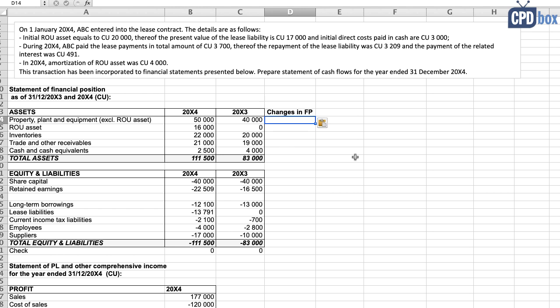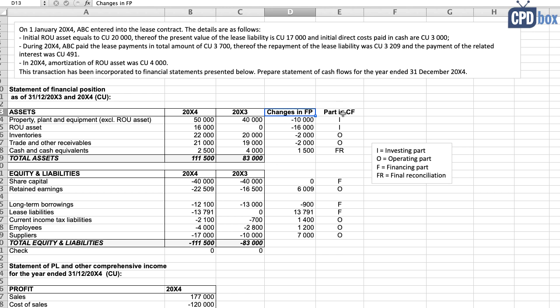Here you will simply calculate the difference between the opening balance and the closing balance of each individual line item in the statement of financial position. Just to warn you, please do not mess up the signs. I always use plus for assets and minus for equity and liabilities. And please always calculate opening balance less closing balance, not vice versa. And of course, do not include subtotals of the line items. Just use the line items themselves.